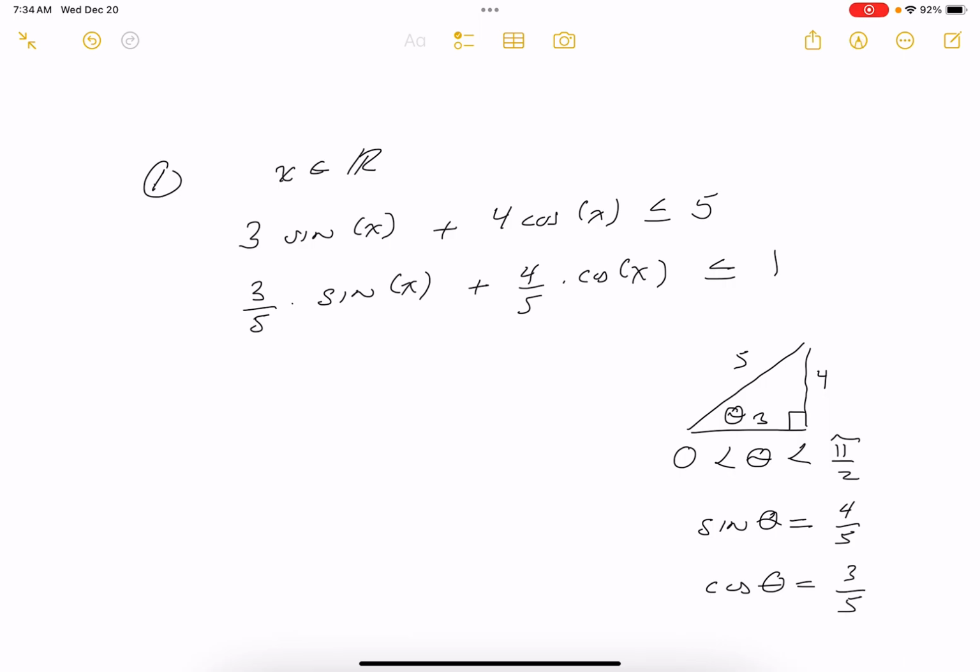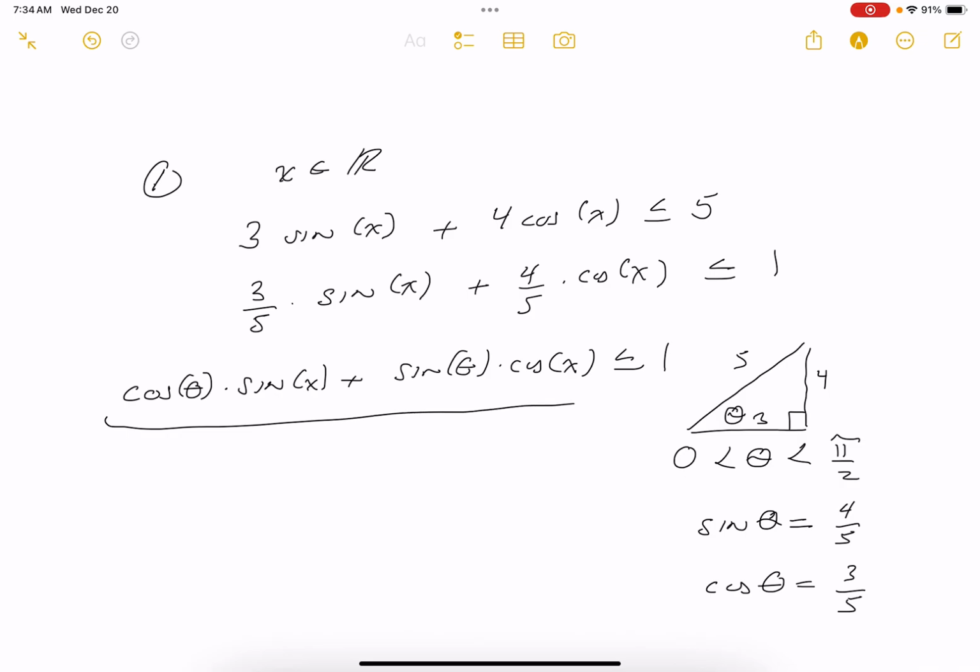So 3 over 5 is cosine theta times sine of x plus 4 over 5 is sine of theta times cosine of x less than or equal to 1. And look at this thing, and it's basically a sum identity, one you should recognize. And what's that going to be?